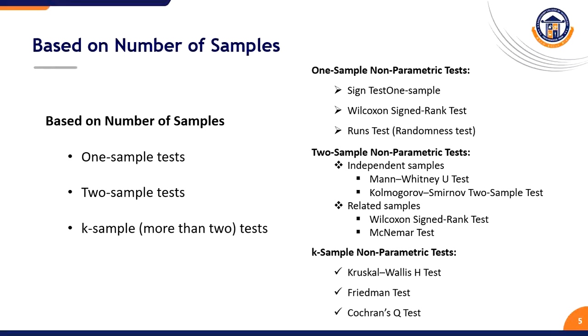In the two sample non-parametric test, it is classified into two parts, independent samples and related samples. Independent samples consist of the following methods: Mann-Whitney U test and Kolmogorov-Smirnov two sample test. Related samples consist of the following methods: Wilcoxon sign rank test and McNemar test. Then the K sample non-parametric test follows these methods: Kruskal-Wallis H test, Friedman test, and Cochran Q test.